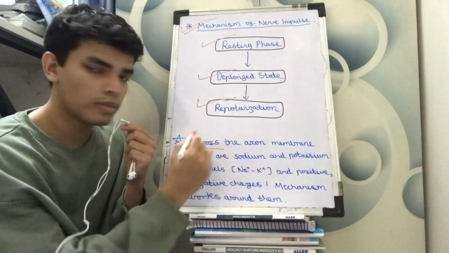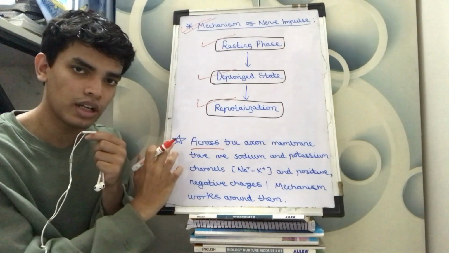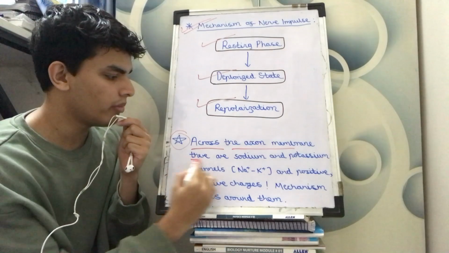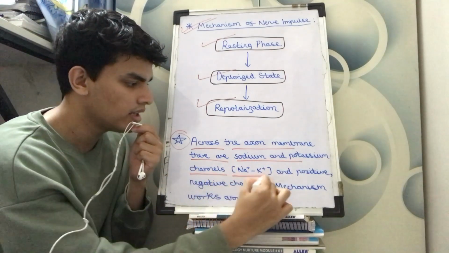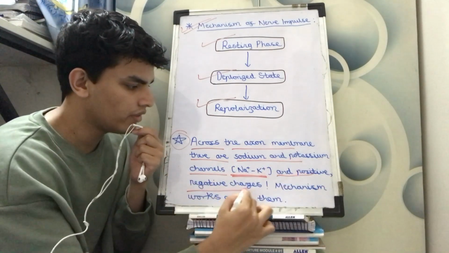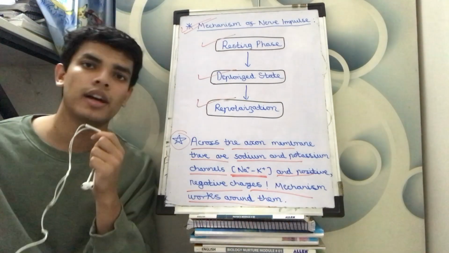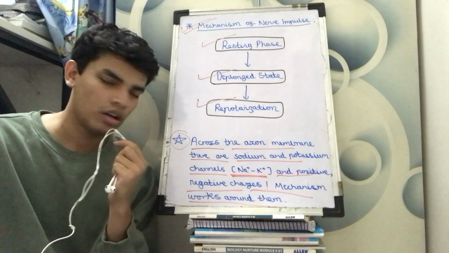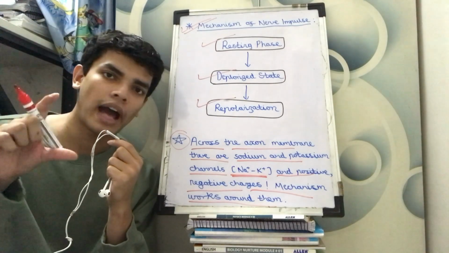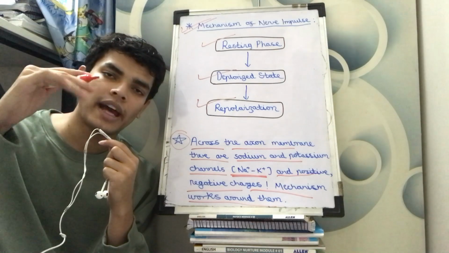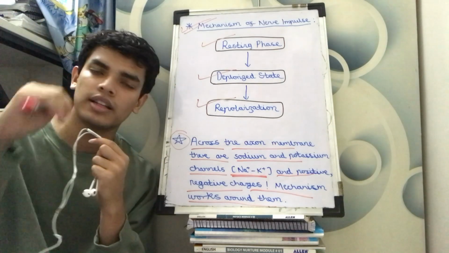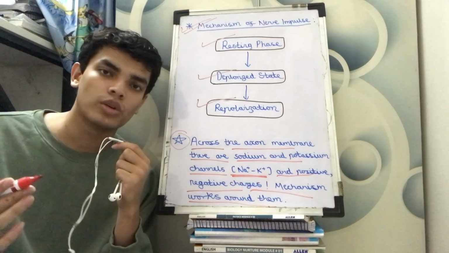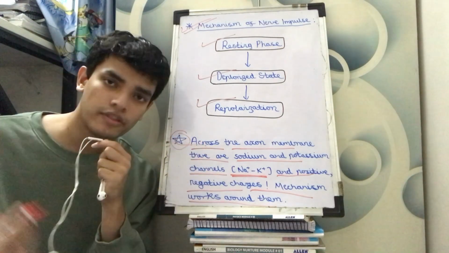Now remember, this is not given in the NCERT, but everything ahead will go according to this. Across the axon membrane, there are sodium and potassium channels, Na plus and K plus, and positive and negative charges. The mechanism works around them. As you can see in the diagram in the NCERT, there are sodium and potassium ion channels, through which sodium goes out, potassium comes in, negative charges go out, positive charges come in, and because of all these processes this nerve impulse takes place.